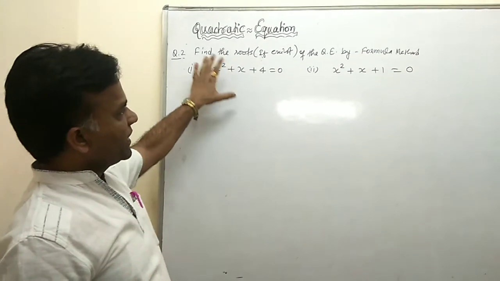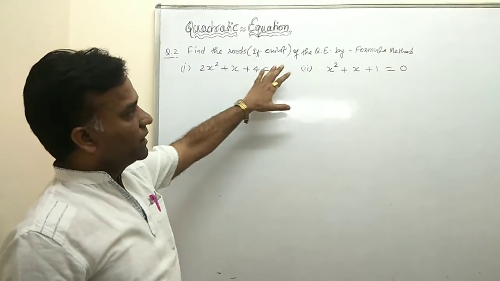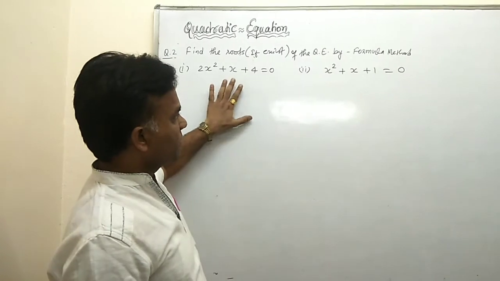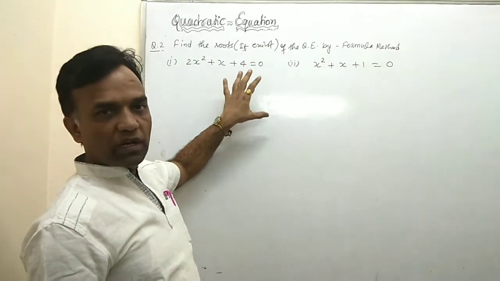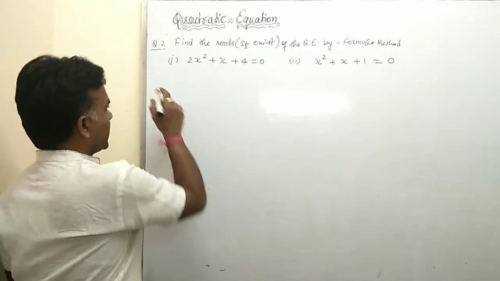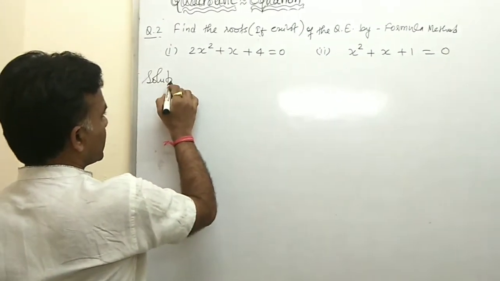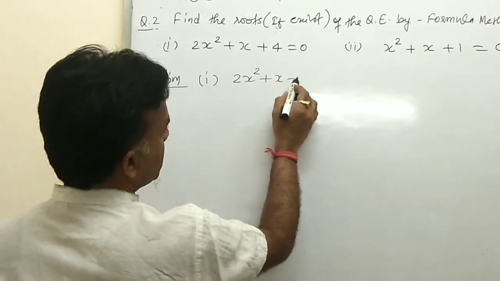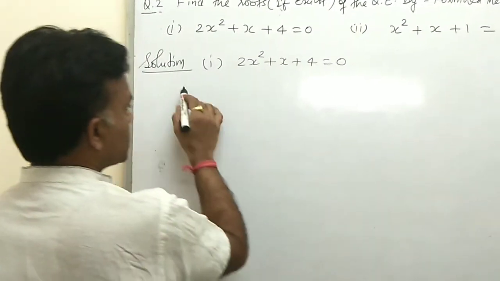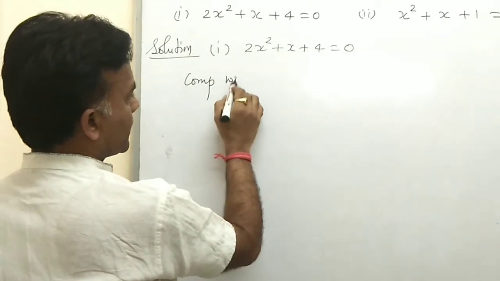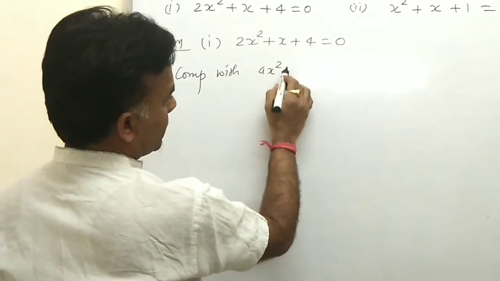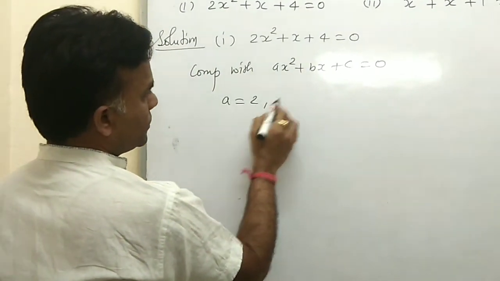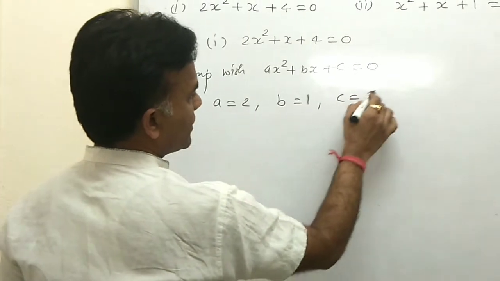Okay, in this question, find the roots, if they exist, of the following quadratic equation by the formula method. First we check whether this equation has roots or not. So write down the solution. First, you have 2x square plus x plus 4 equal to 0. Compare with ax square plus bx plus c equal to 0. So a equal to 2, b equal to 1 and c equal to 4.